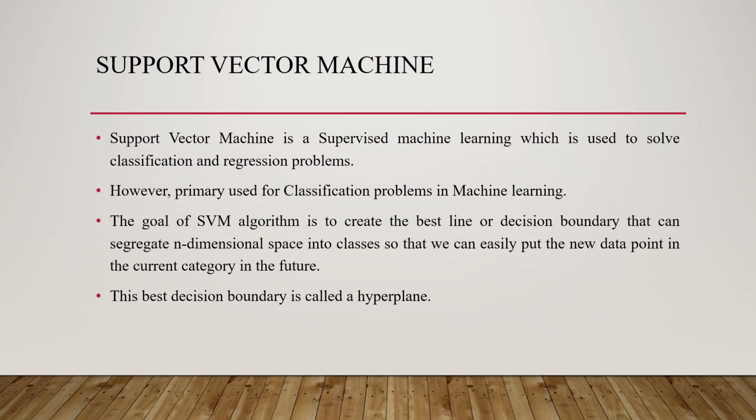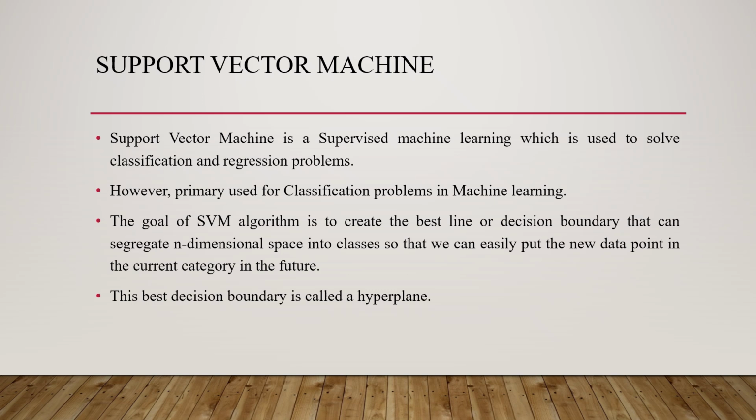This algorithm is used to create the best line or boundary that can segregate n-dimensional space into classes, so that we can easily put new data in the correct category in the future. This best decision boundary is called a hyperplane.